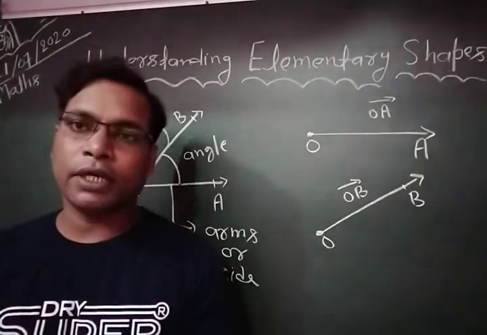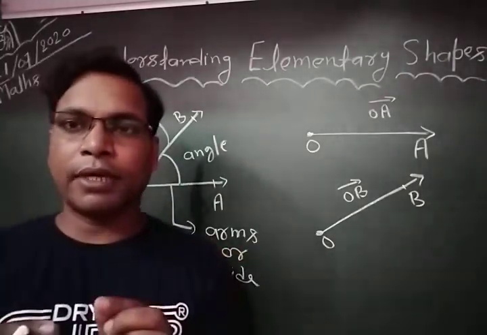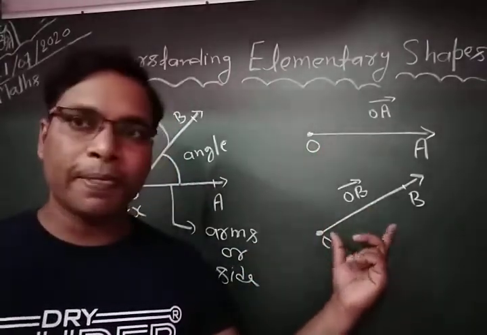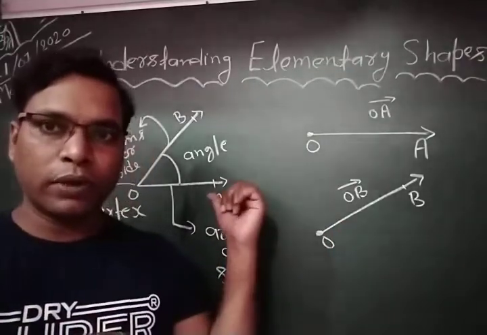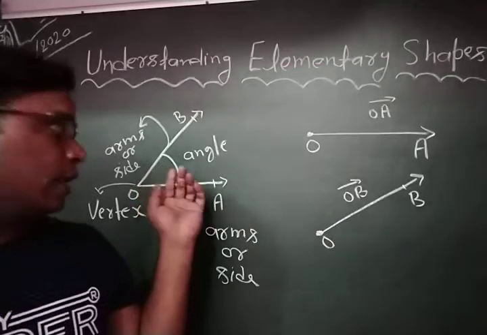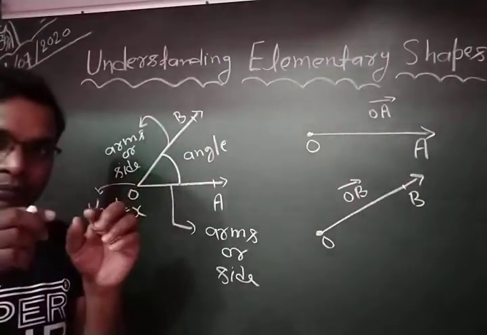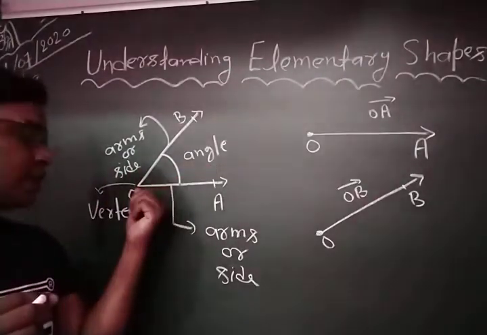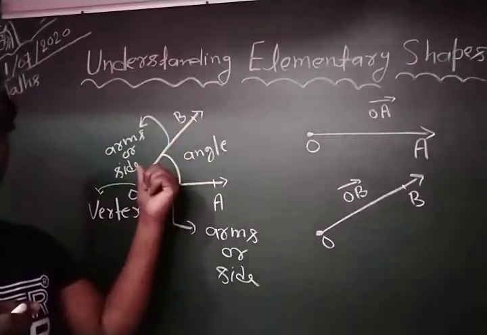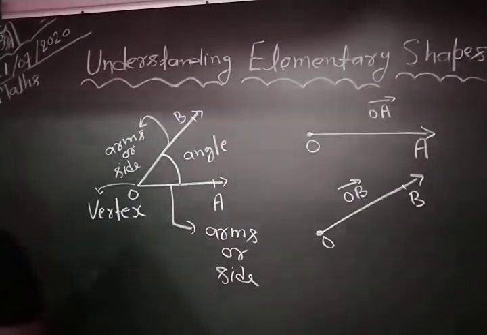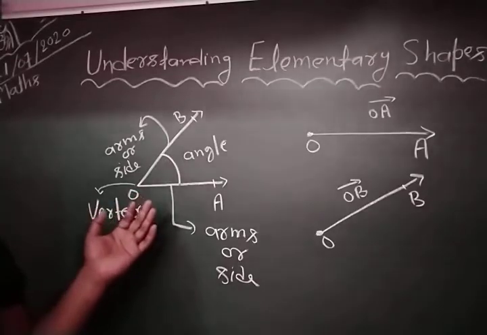So student, I hope all of you understood what an angle is. An angle is made by two rays. Here you can see ray OA and ray OB. If they meet at common point O, then this is an angle. An angle has two arms. The area between these is called the angle. This is called the vertex. This is called arms or side. So this is clear. An angle is a figure made by two rays meeting at a common point. The common point is called the vertex, and the two rays are called arms or sides of the angle.